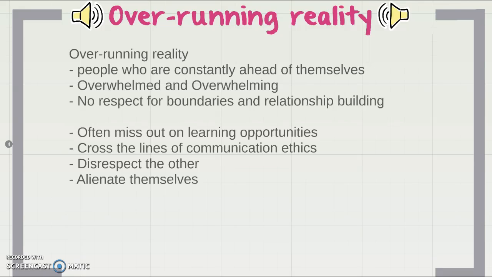Another aspect of distance in communication is overrunning reality. The book explains that we all know that one person who is going at full speed and kind of gets ahead of themselves consistently. So overrunning reality deals with these type of people. They're people who are constantly ahead of themselves, overwhelmed and overwhelming, and they show little to no respect for boundaries and relationship building. These people, as a result, often miss out on learning opportunities, and they cross the lines of communication ethics. They disrespect the other, and they alienate themselves as a result.